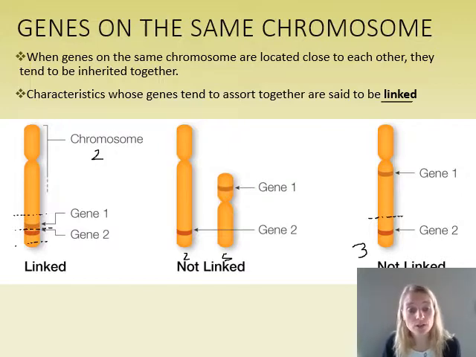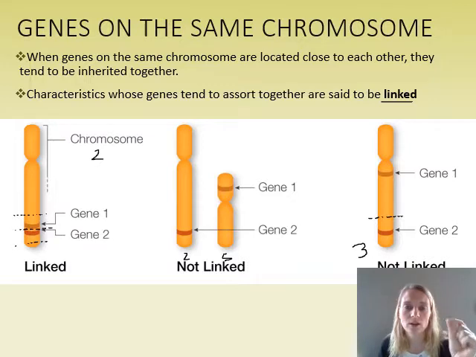Now, sometimes crossing over can split them up and you get these recombinant organisms, but for the most part, the closer they are together on the chromosome, they are considered linked genes and they will be inherited together. If they're on different chromosomes or further apart on the chromosome, they are not linked and they will be inherited independently.